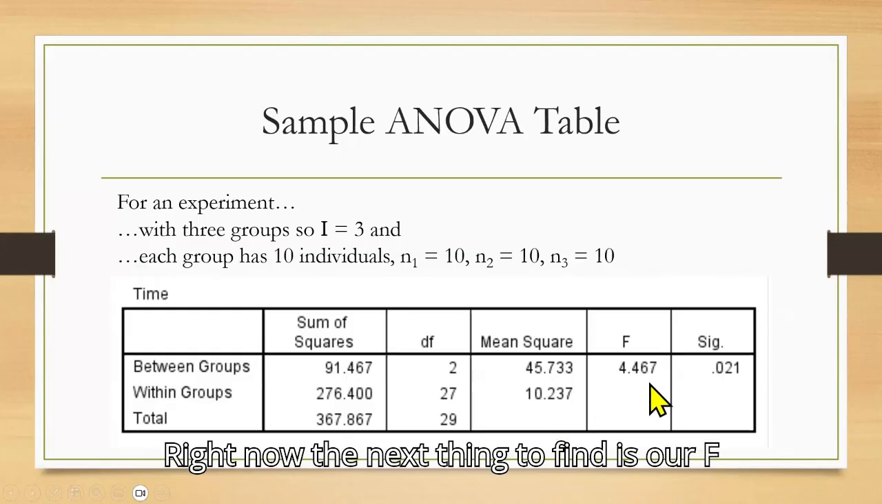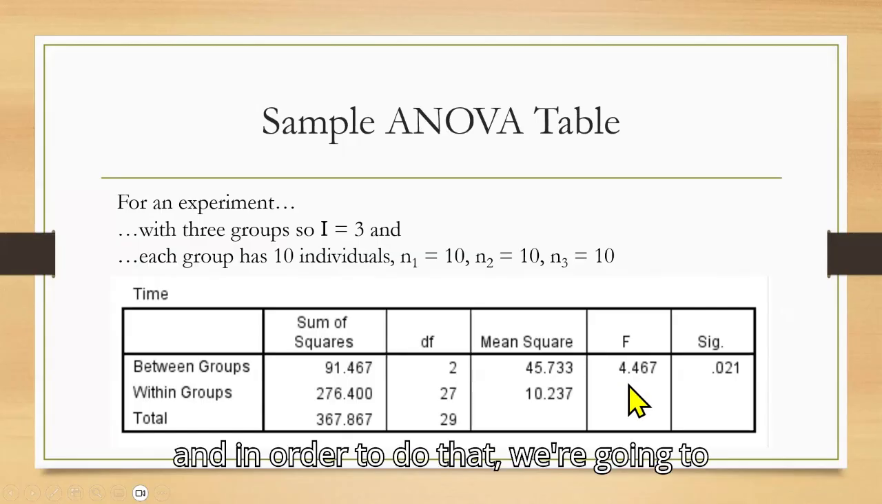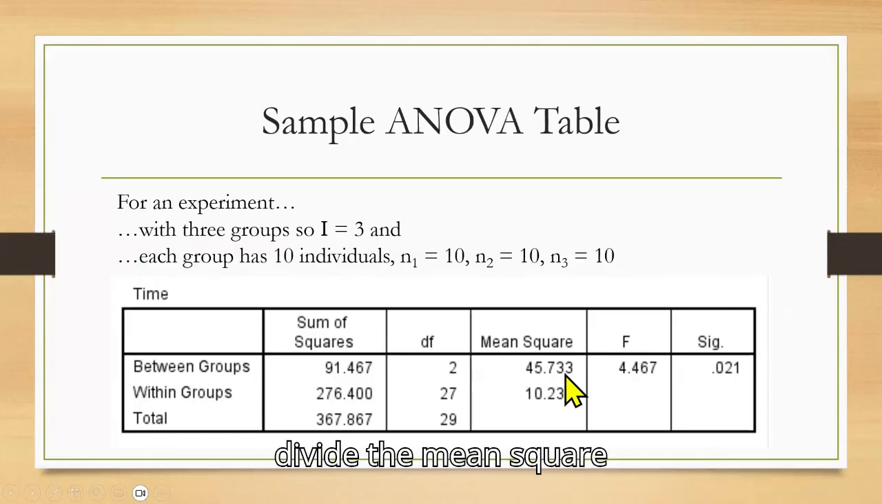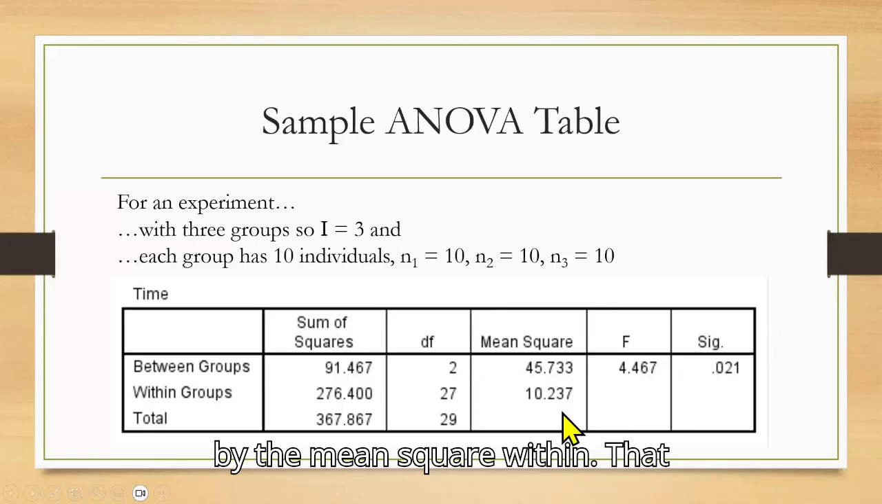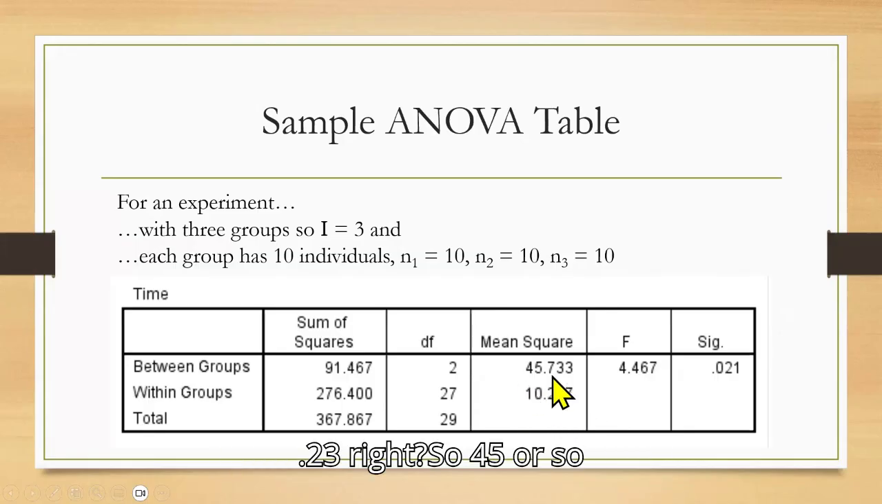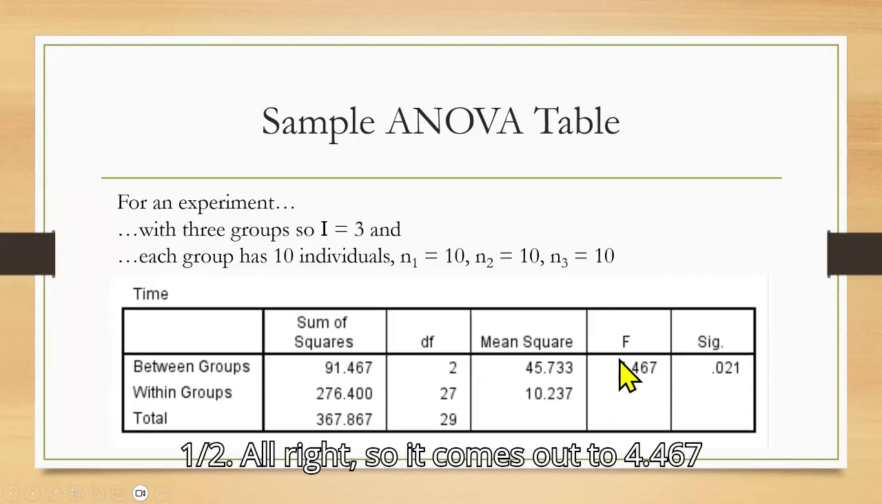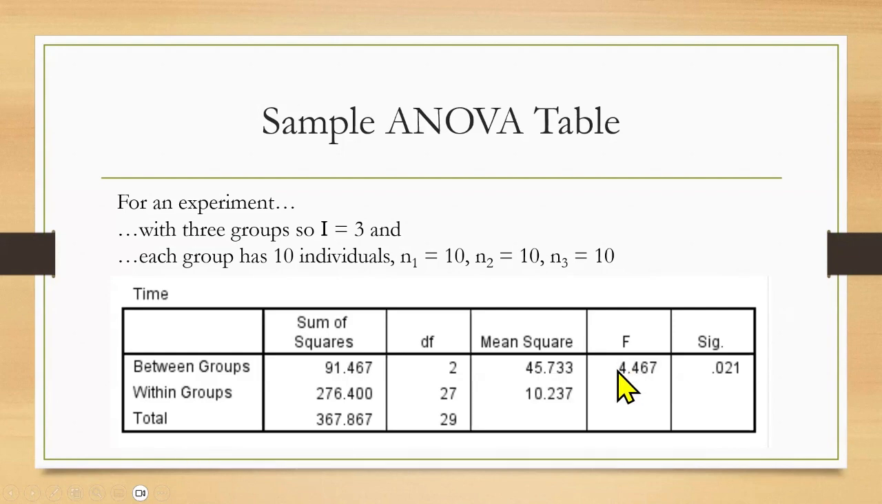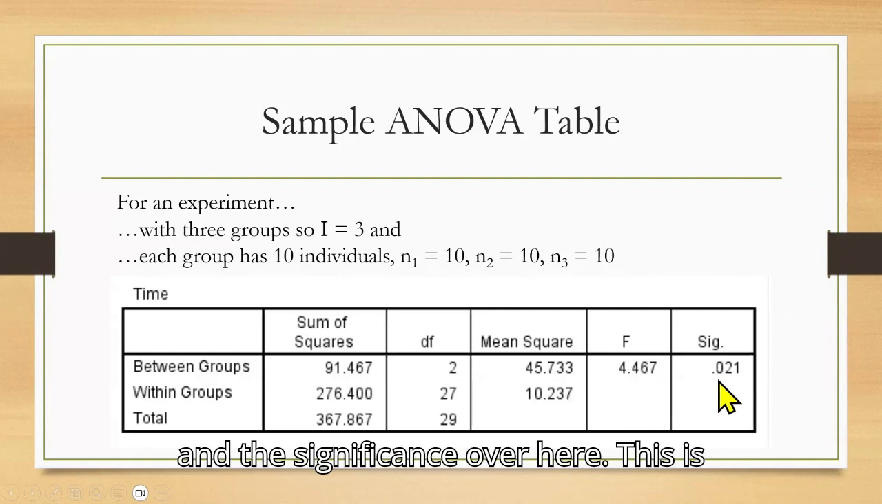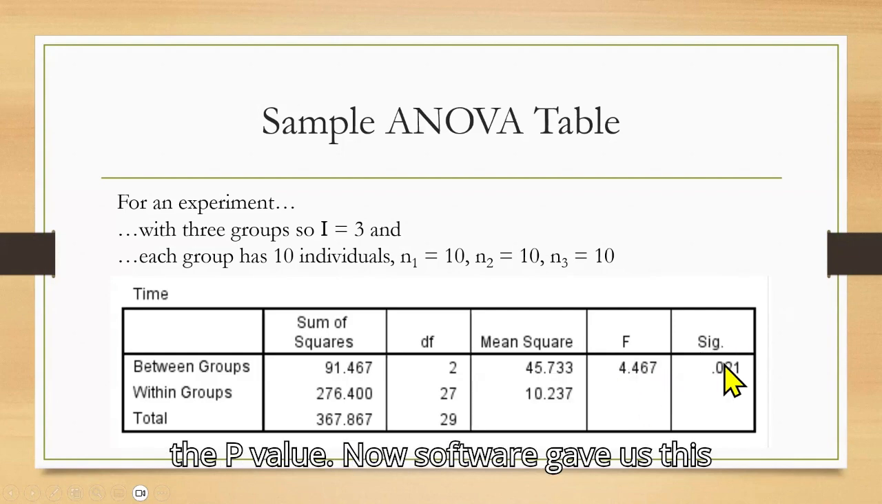Now the next thing to find is our F. In order to do that, we're going to divide the mean square between, 45.7, by the mean square within, 10.23. So 45 or so divided by 10 is going to be about 4.5. So it comes out to 4.467. And this significance over here, this is the p-value.